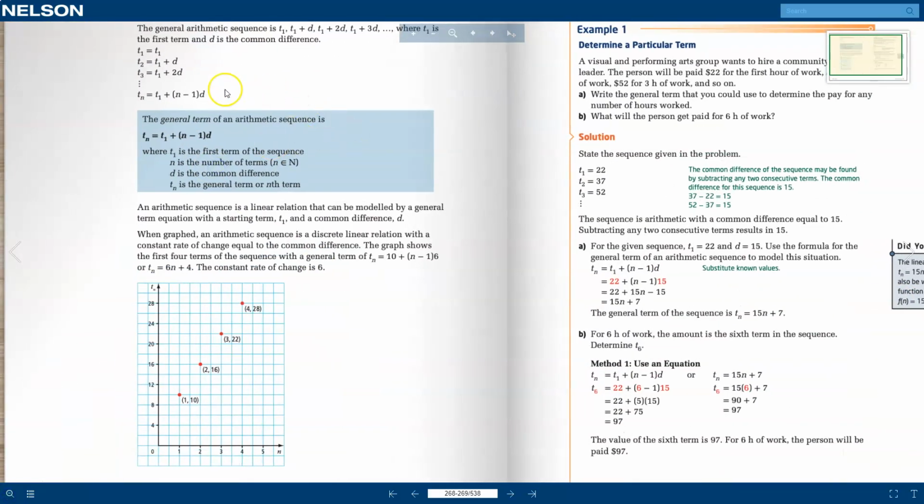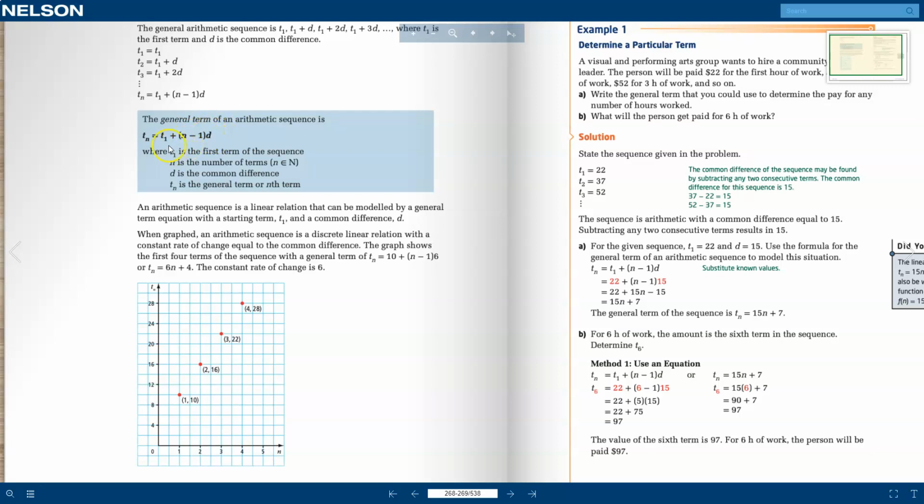Okay, so this blue box is an important thing that we're going to look at in this section. The general term of an arithmetic sequence is Tn equals T1 plus (n minus 1) times D. Let's go over this. T1 is the first term in the sequence. N is the number of terms, so what term we're looking at. D is the common difference, the consistent difference between each term.